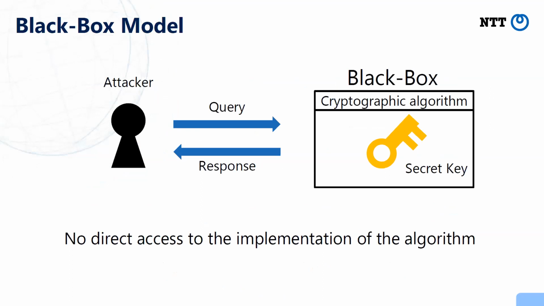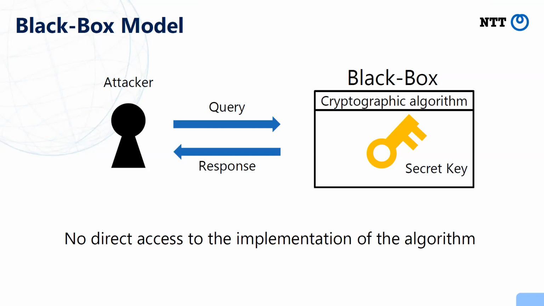This picture shows the black box model, where we usually study the security of cryptographic schemes or algorithms. We assume there is an attacker and a black box oracle of the target algorithm is given. The attacker makes some queries to the oracle, and the oracle returns responses. The important thing is that the attacker doesn't have direct access to the implementation of the algorithm. So this is the usual black box model.